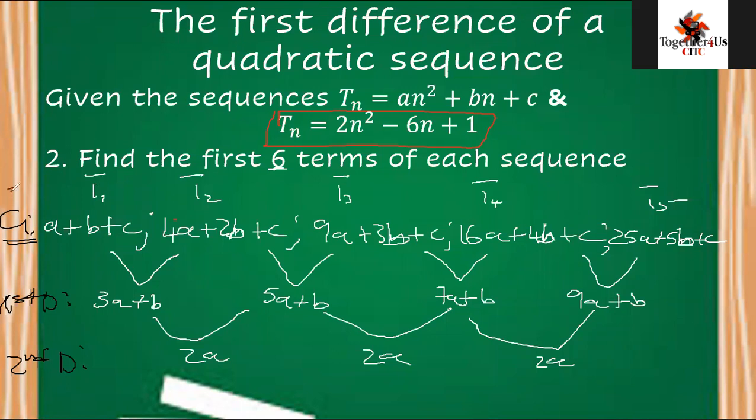For the specific sequence, T1 is negative 3, and the next term is also negative 3, that is the second term. The third term is 1, and the fourth term is 9. Of course, guys, you've got space in your books, so do this very nicely as you can. And we can see the first difference for the specific sequence. Here it is 0. We have done this already, guys.